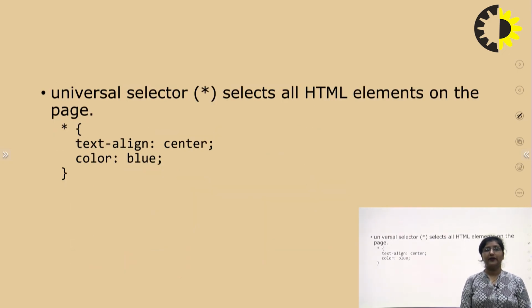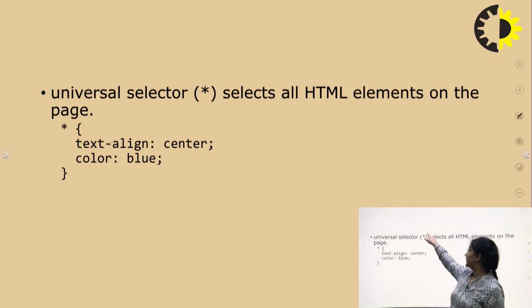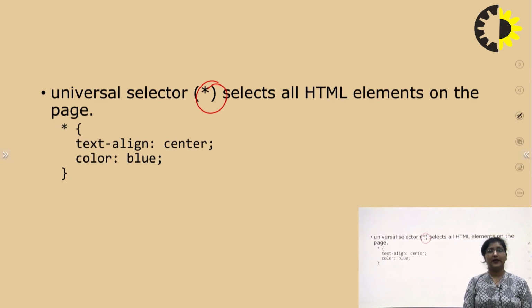Along with this, we have a universal selector. The universal selector is written with an asterisk. It selects all the elements of the HTML which are available on a page. If I want all the elements existing on my HTML page to have a particular uniform property, then I just have to mention the universal selector. Like here, text align center and color blue. So, throughout the page, the color will be blue and the text will be aligned in the center.